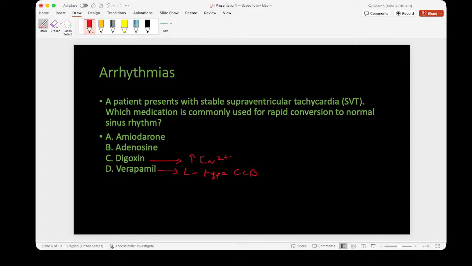And then you have amiodarone, and we're going to talk about amiodarone right now. They block the potassium channel. So this one blocks K plus channels. And then this last one, adenosine, they bind to the A1 adenosine receptors.